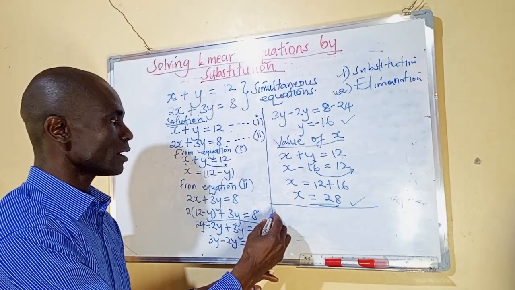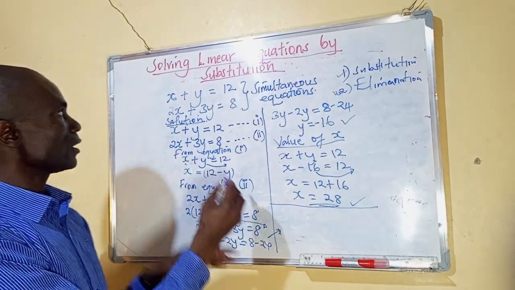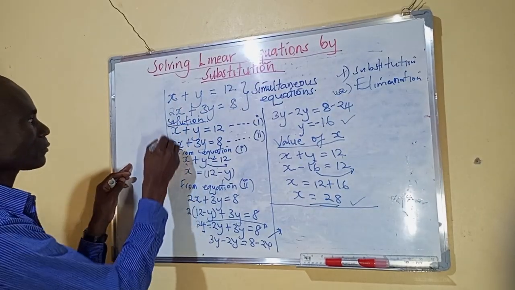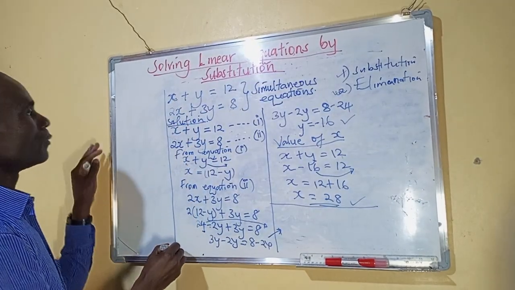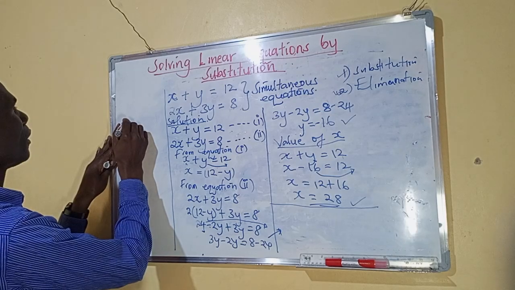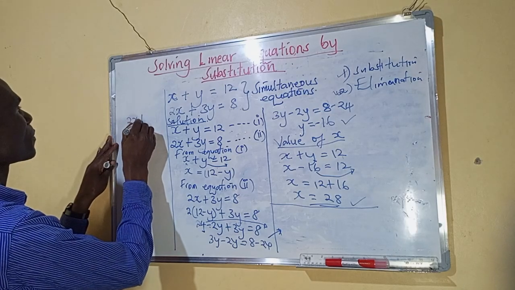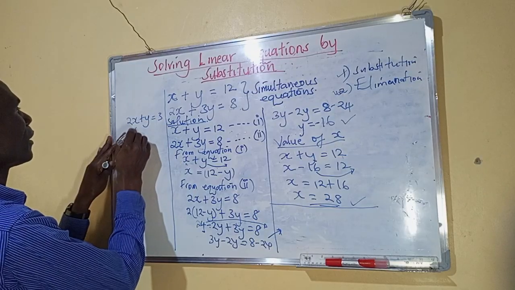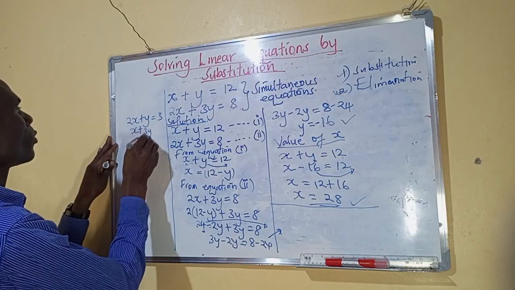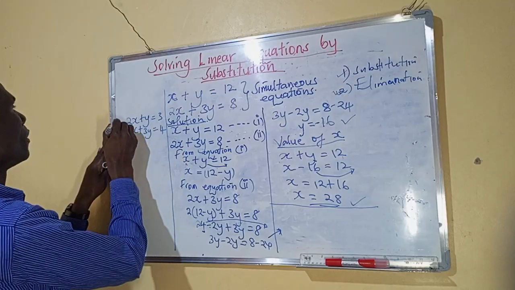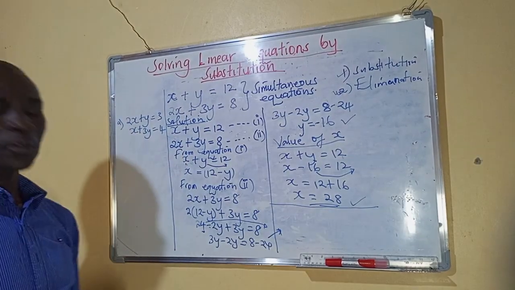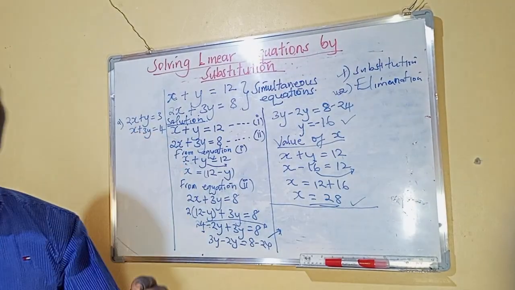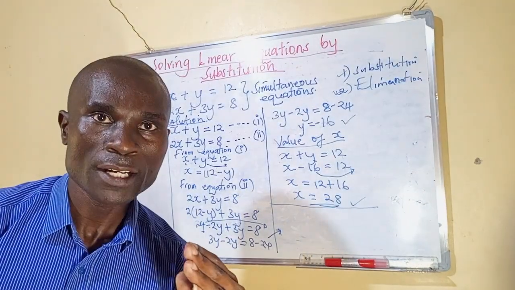So what we have here, let's say, 2x plus y is equal to 3, and then x plus, let's say, 3y is equal to 4. You can work that out and try to see if you are able to get the correct answer.